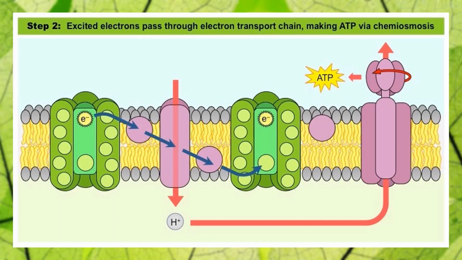The hydrogen ions return to the stroma via the transmembrane enzyme ATP synthase. ATP synthase uses the passage of hydrogen ions to catalyze the synthesis of ATP. This process is called photophosphorylation, as light provided the initial energy source for ATP production. The newly de-energized electrons from photosystem 2 are taken up by photosystem 1.